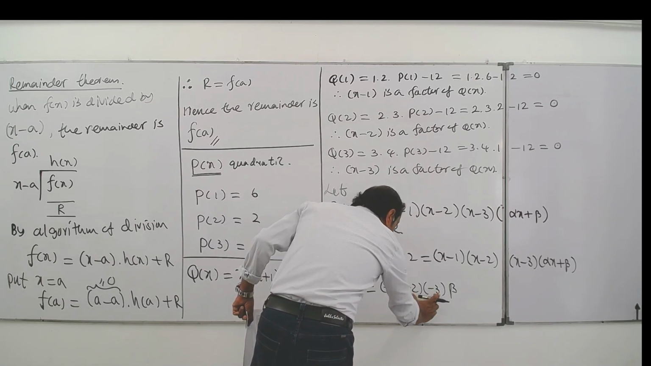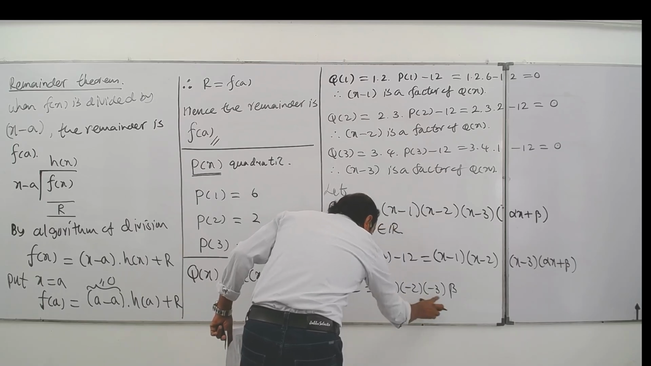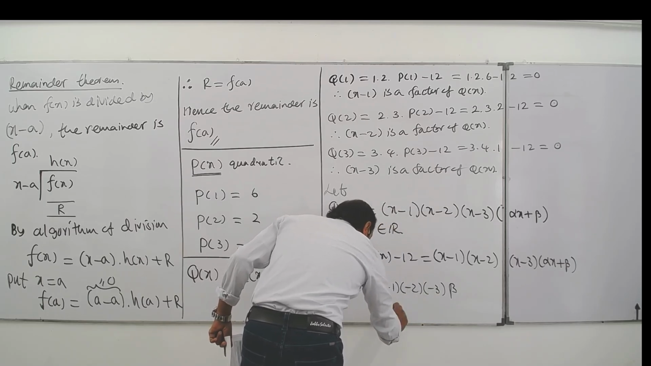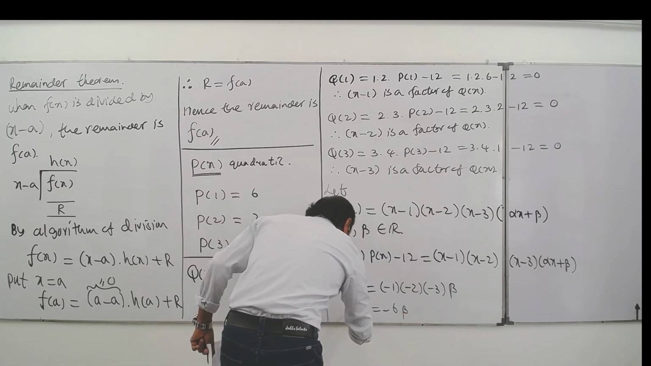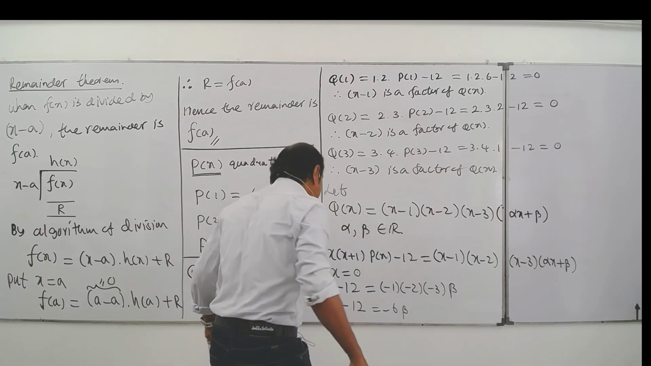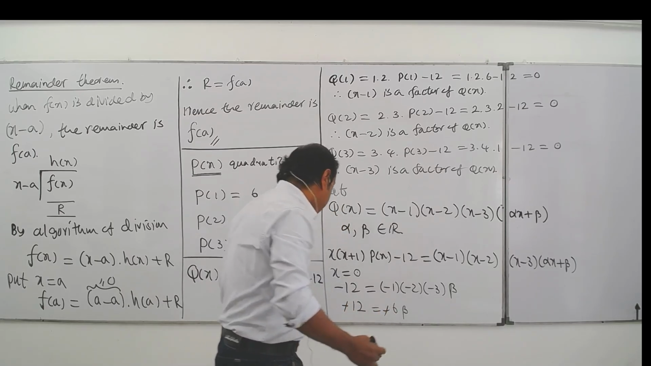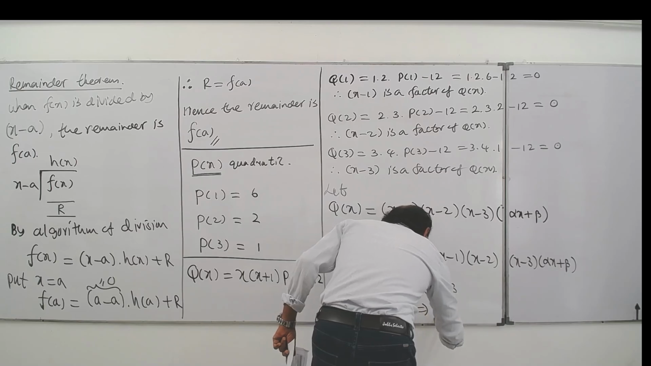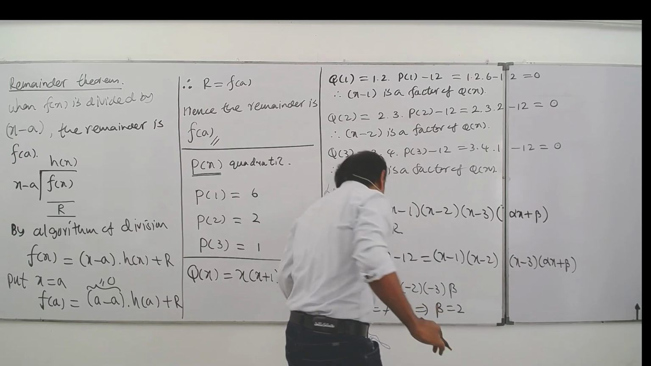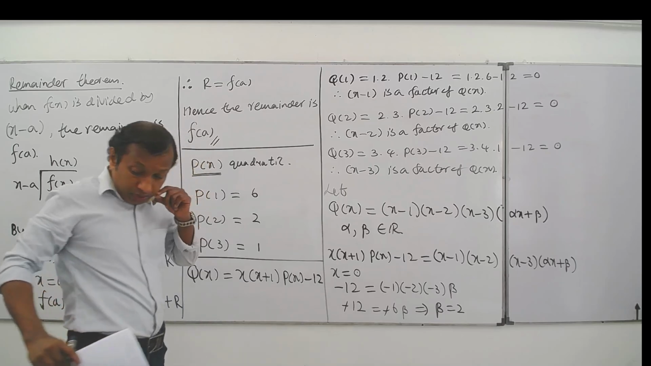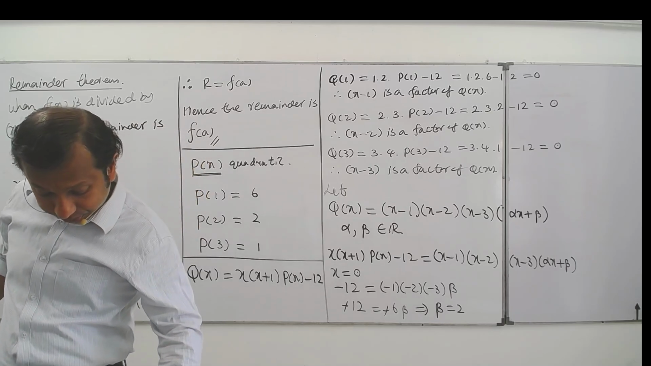Plus 6 and minus 1, minus 6 beta. Here minus 12. So we can cancel the minus signs. Beta is 2. We get beta as 2.